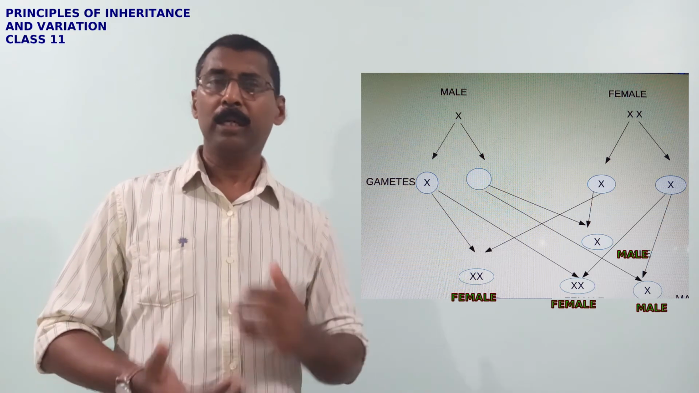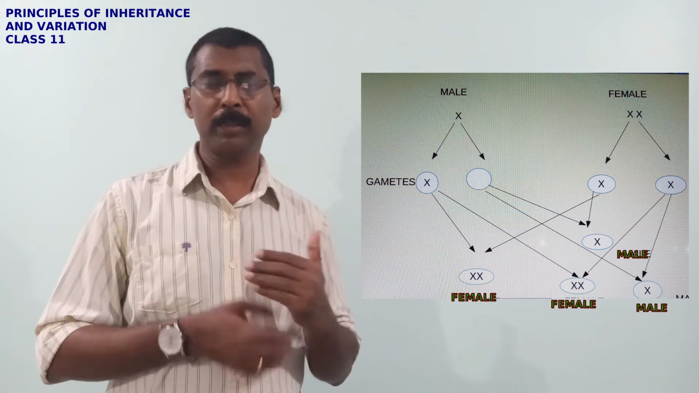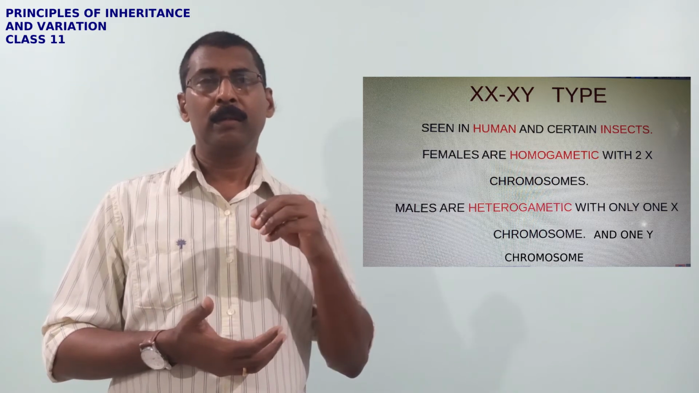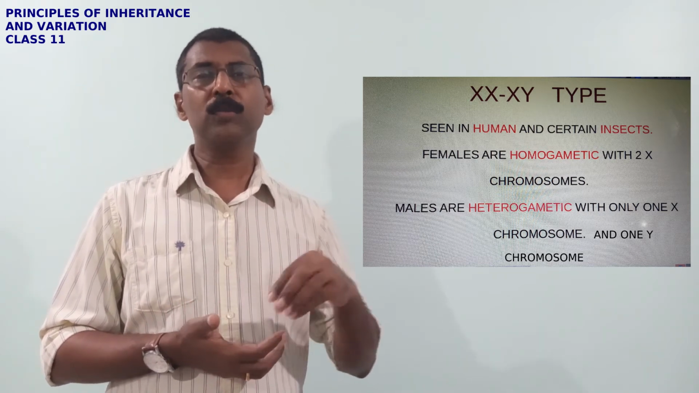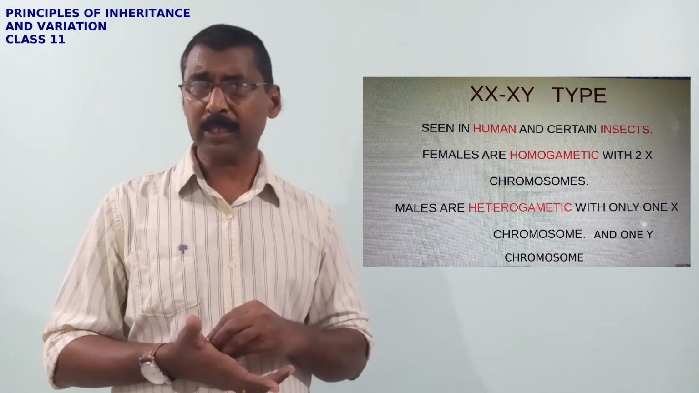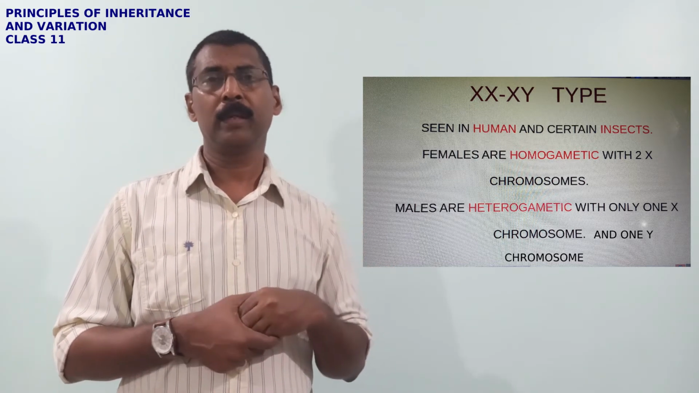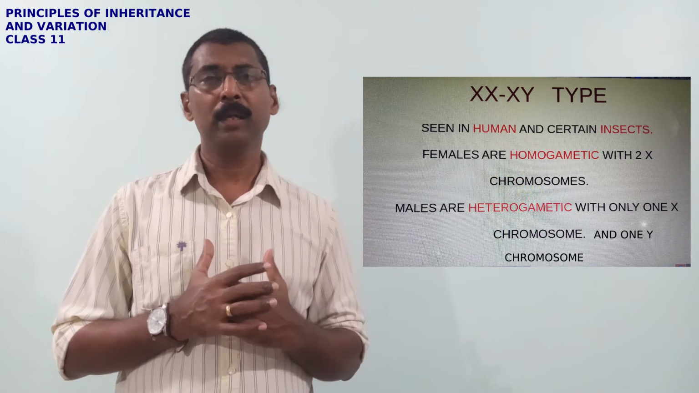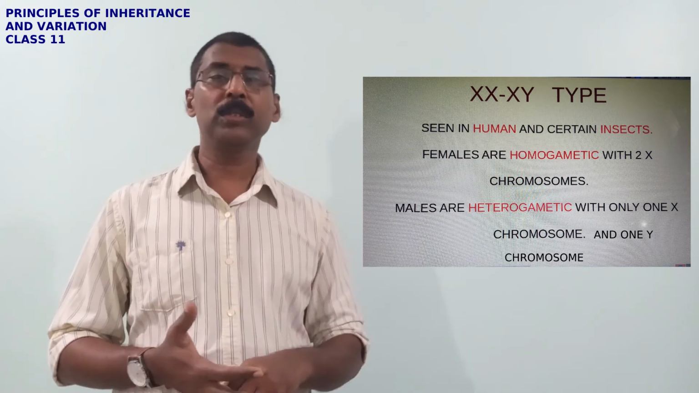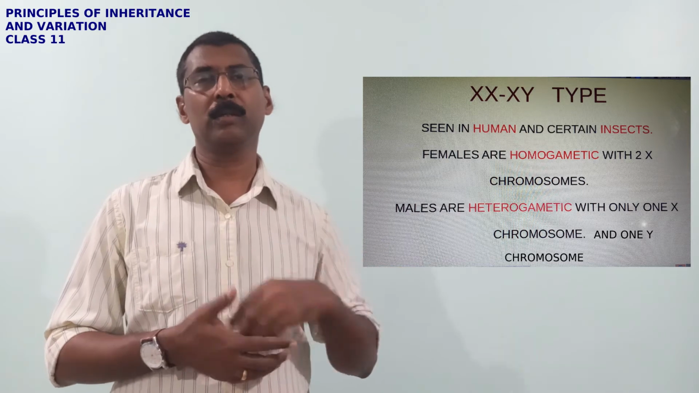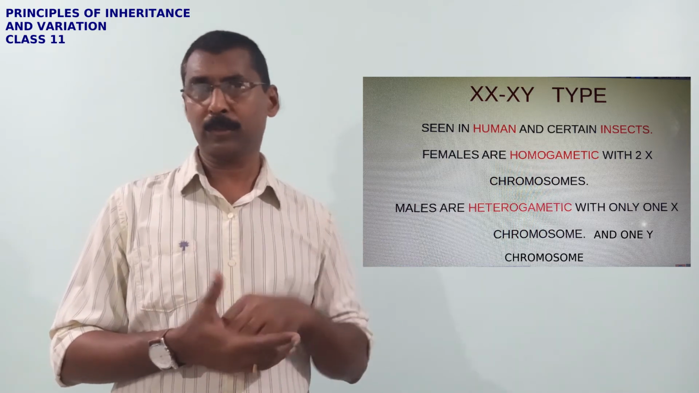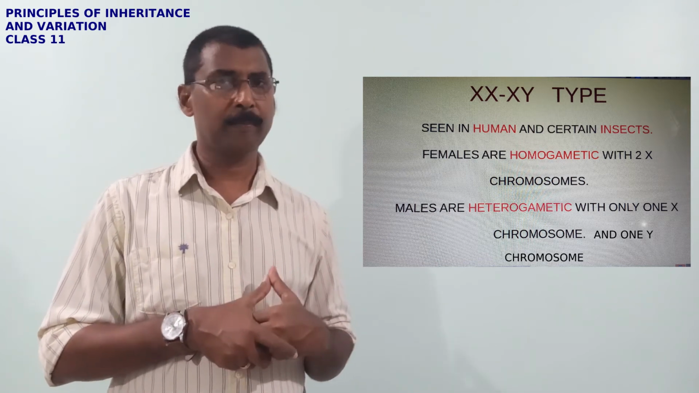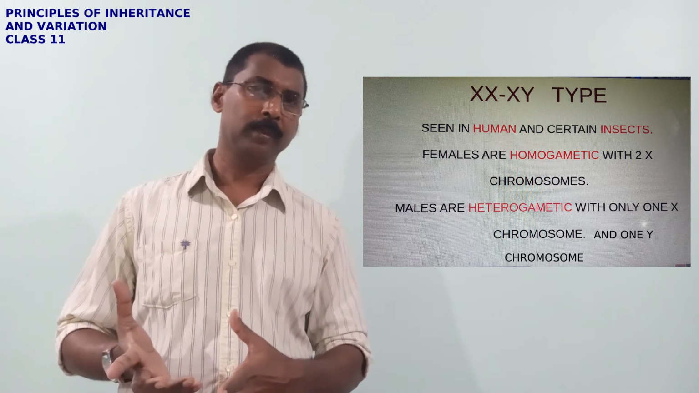Okay, now let us come to the next pattern of chromosomal sex determination. That is XX-XY pattern. This is the pattern of sex determination of human being. In our case, this is the pattern of sex determination. And also certain insects like Drosophila or fruit fly. In fruit fly also, XX-XY pattern of sex determination is there. There is a human being also.